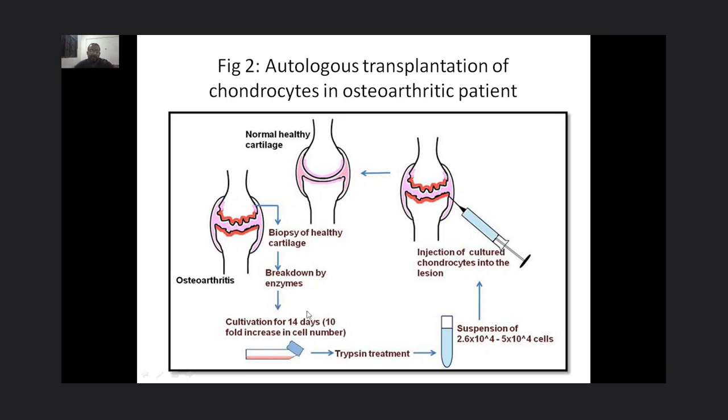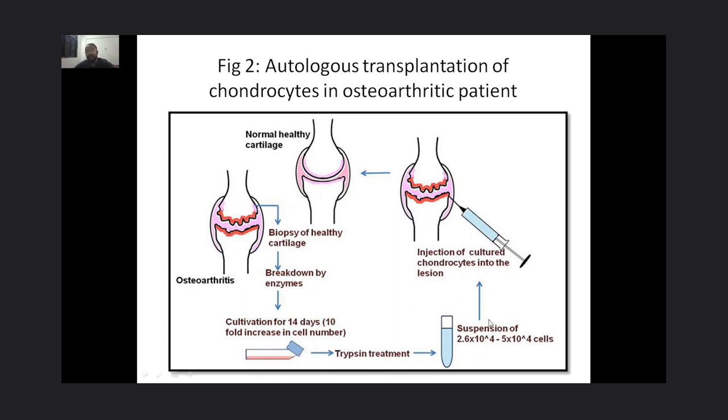Now you cultivate these particular cells for 14 days, which gives a 10-fold increase in cell number. If 10 chondrocytes are there, then after 14 days you will have 100 chondrocytes. Now these cells, you again go for enzymatic treatment. Here trypsin treatment is widely used. Once you do that, you get this particular suspension, which has the harvested chondrocytes.